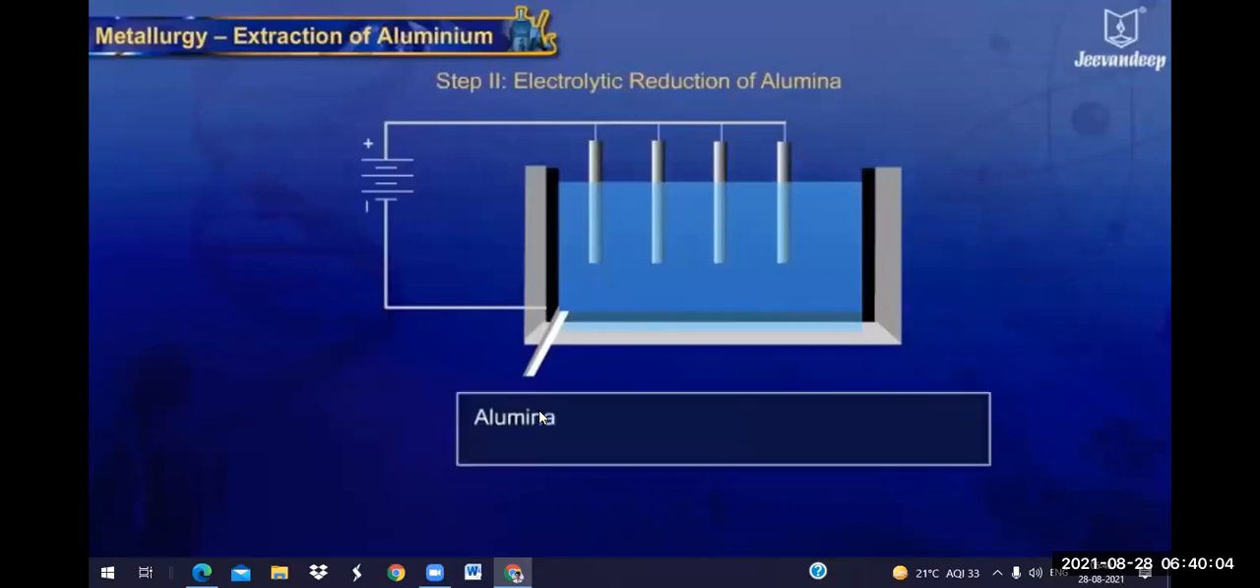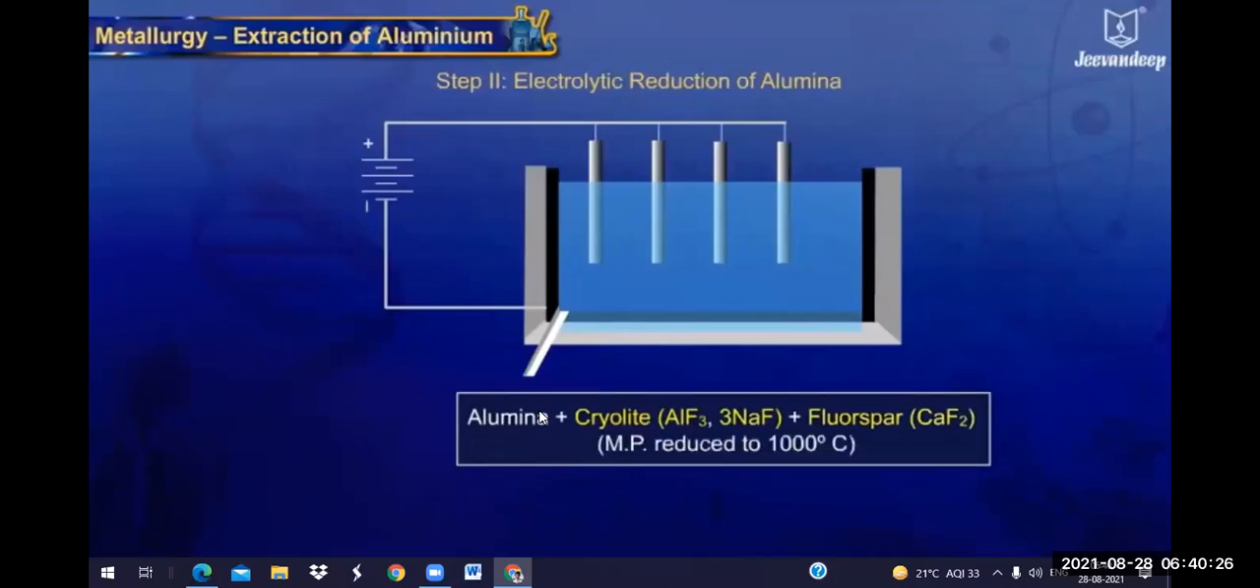The melting point of alumina is very high, greater than 2000 degrees centigrade. Cryolite, AlF3.3NaF, and fluorspar, CaF2, are added to alumina in order to reduce the melting point of the mixture to about 1000 degrees centigrade.